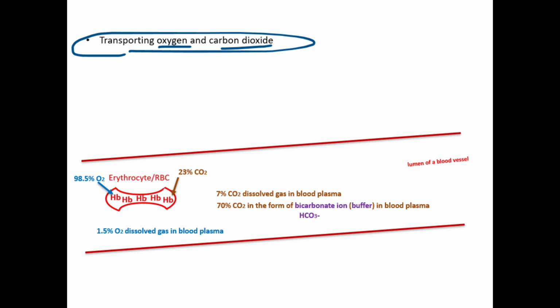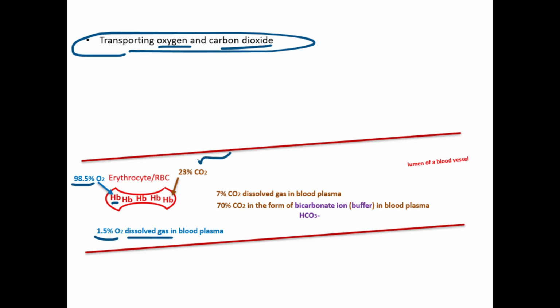Inside each red blood cell, we can find about 280 million molecules of hemoglobin, and a very high percentage of oxygen will be transported by the hemoglobin molecules that we have inside red blood cells. That would be 98.5% of oxygen. 1.5% of oxygen would be transported in blood plasma as dissolved gas.